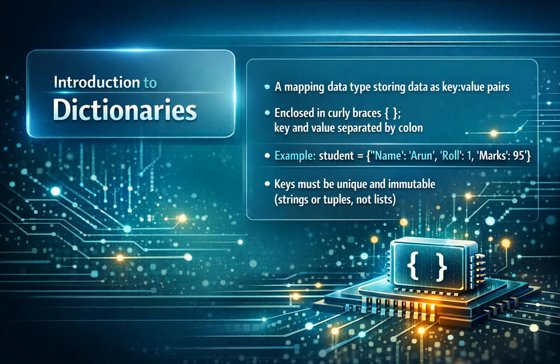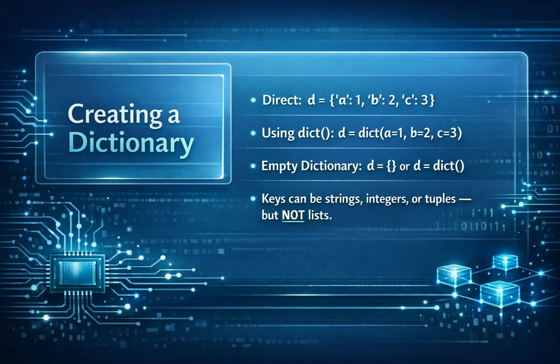A dictionary is a collection of key-value pairs. Unlike sequences indexed by integers, dictionaries are indexed by keys, which can be strings, integers, or tuples. Dictionaries are written with key-value pairs inside curly braces, where each pair is separated by a colon. You can create a dictionary directly using curly braces with key: value pairs, or using the dict function. An empty dictionary is created with just two curly braces.